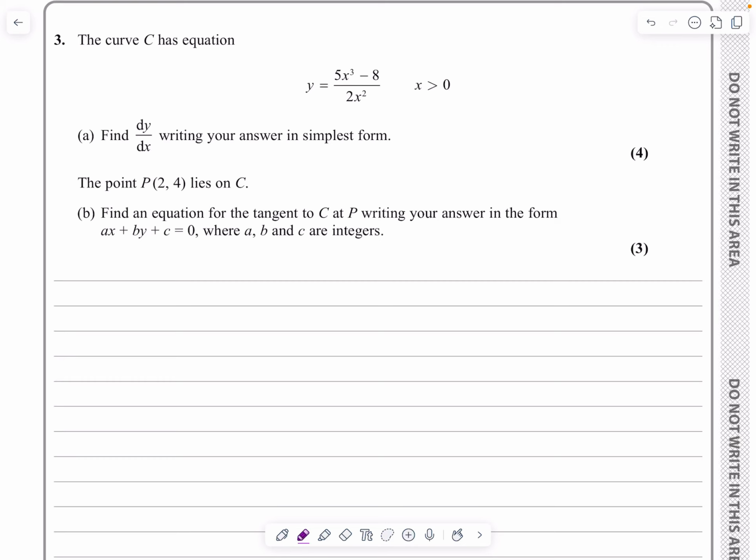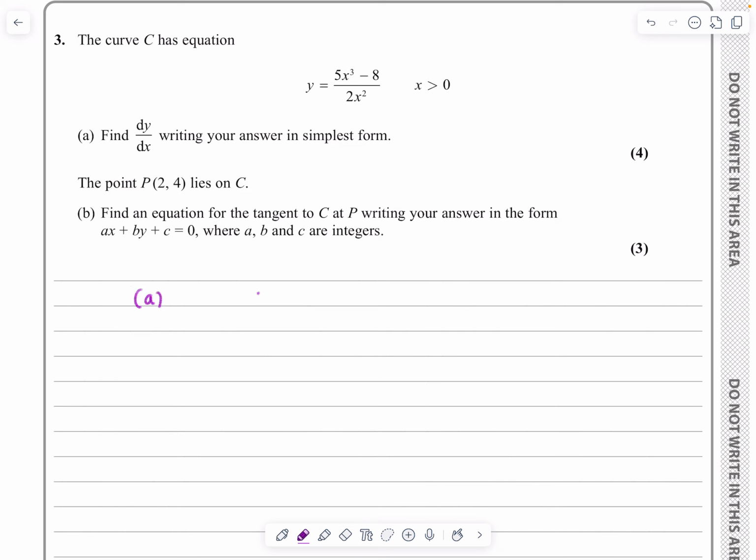Okay, this is the P1 paper from January 2024. It's question number 3, and this is a differentiation question and also a straight line question. Let's jump straight in. It's relatively straightforward. So it says we've got the equation for part A.